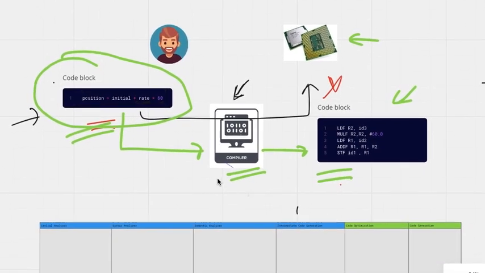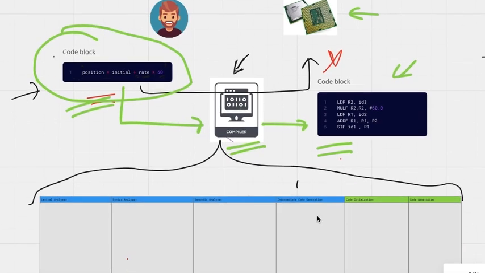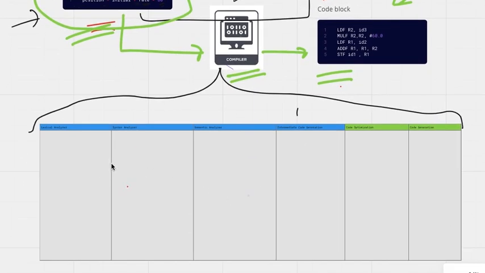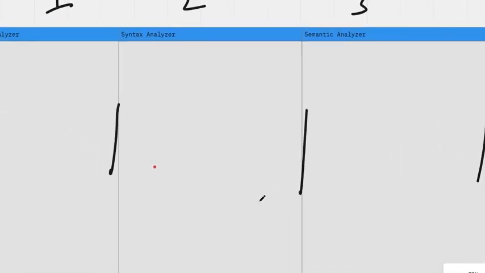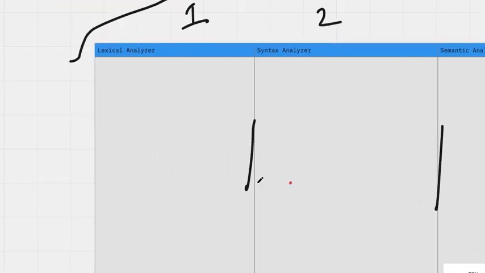So suppose this is your compiler, and we have divided the working of the compiler into small phases. This is phase 1, 2, 3, 4, 5, 6. So we have divided the working of the compiler into 6 phases. The first phase is called the lexical analyzer. This is the first phase.